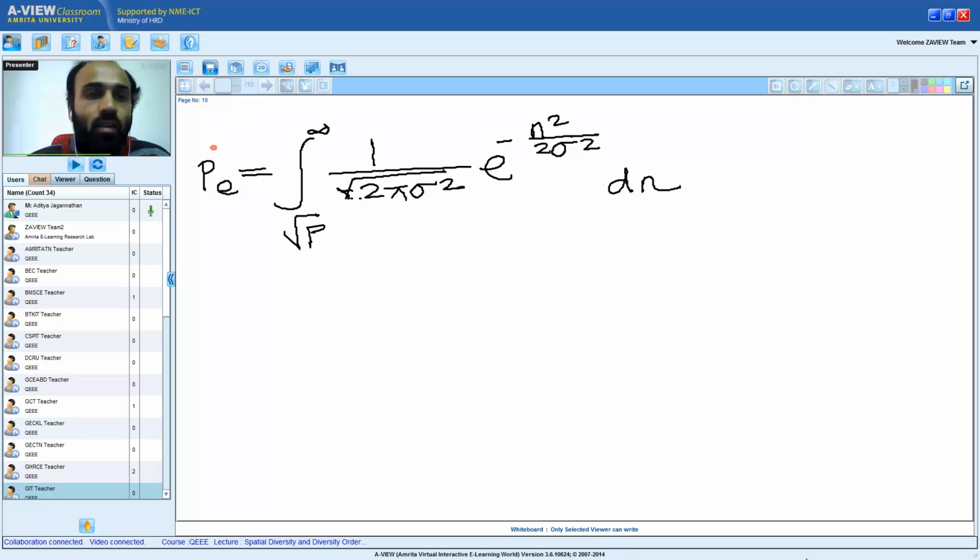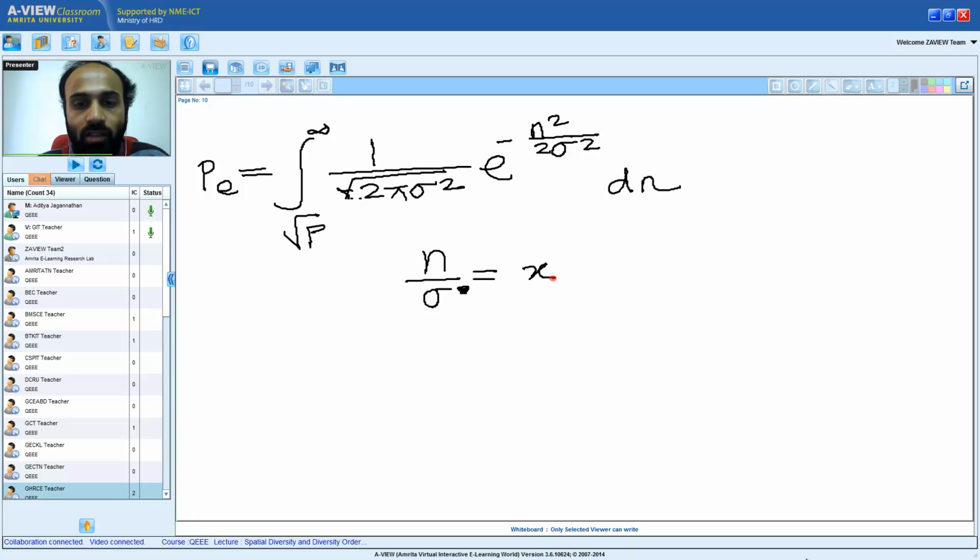The probability of error is nothing but the probability that the noise is greater than square root of p. To find it, I have to integrate the density of the noise between square root of p and infinity. Now I am going to do some basic manipulations for this integral. First I am going to make the substitution n over sigma is equal to x. Therefore we have dn is equal to sigma times dx.